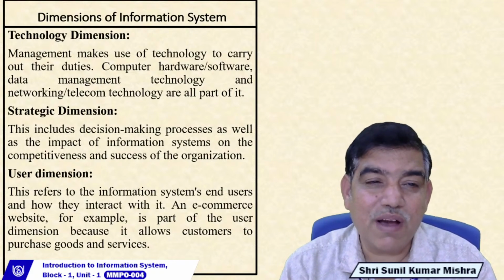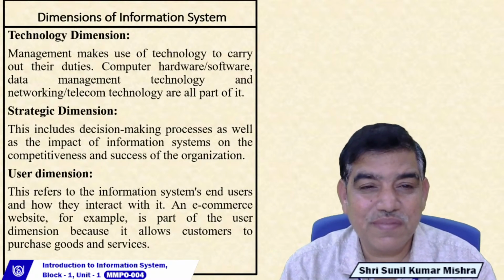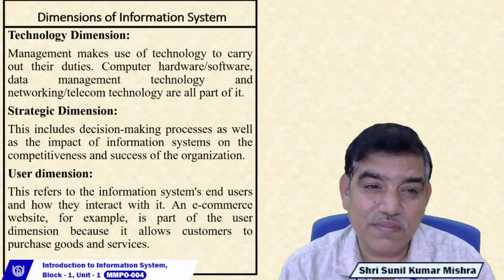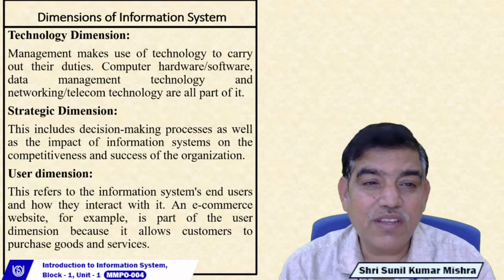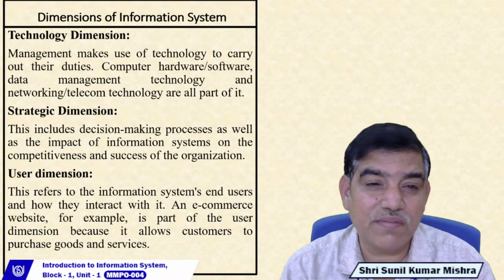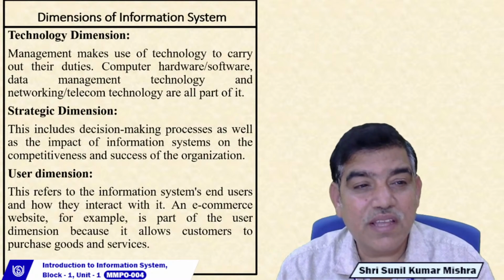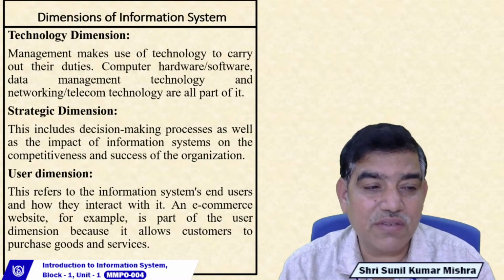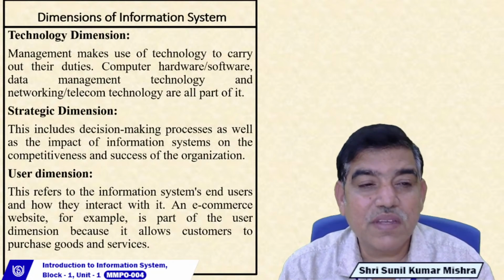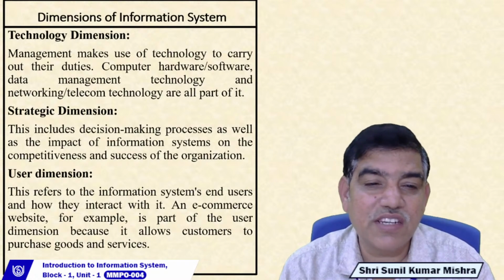Because if we keep our information in one machine, it's valueless. So by using the client server mechanism, we store our database in one centralized point so that anyone can access it through networking as and when required. That is technology. Then we discuss the strategic dimension. What is the meaning of this strategic dimension? Strategic means the top level people always take the strategic decision.